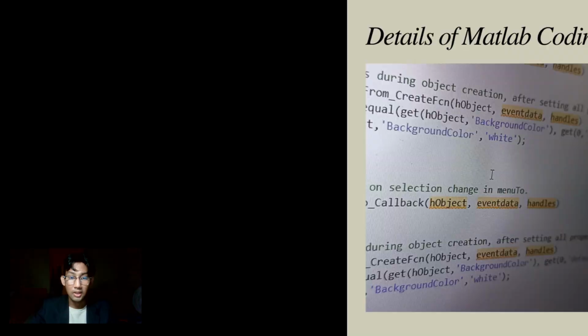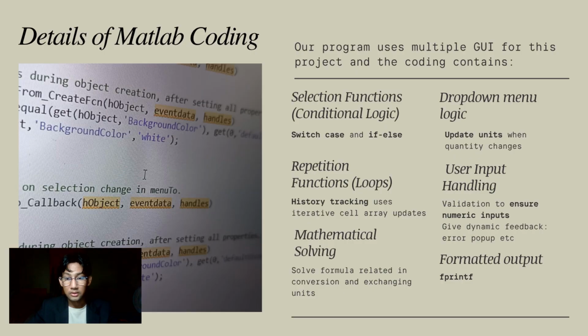Assalamualaikum, Muhammad Syamin Aizat. I will continue our presentation to tell you more about the details of our MATLAB coding. So our program contains multiple GUIs for this project, and the coding contains firstly the selection functions, the conditional logic that we use in our program, for example, switch case and if else, that helps handle different types of conversion. For example, when the user wants to change between different temperature units, for example, from Celsius to Fahrenheit, from Fahrenheit to Kelvin.